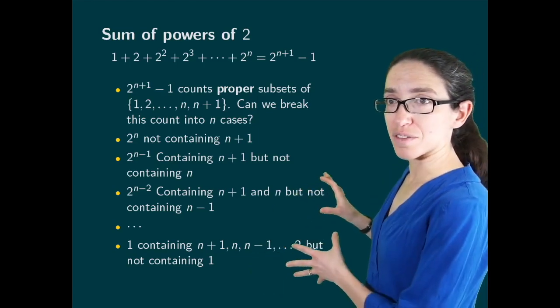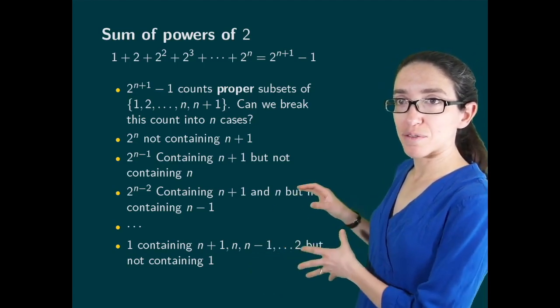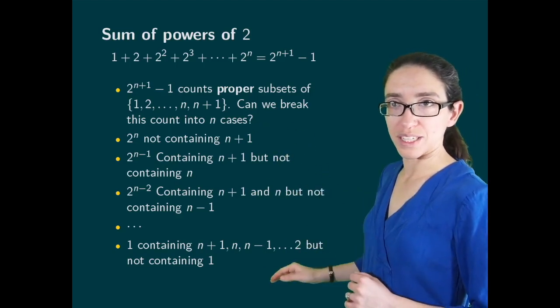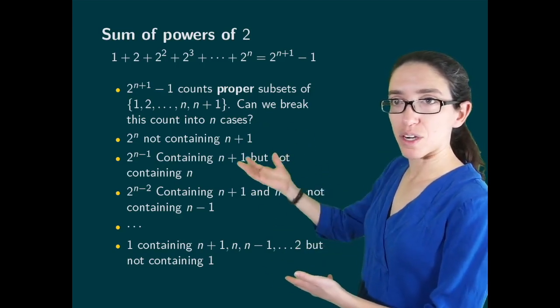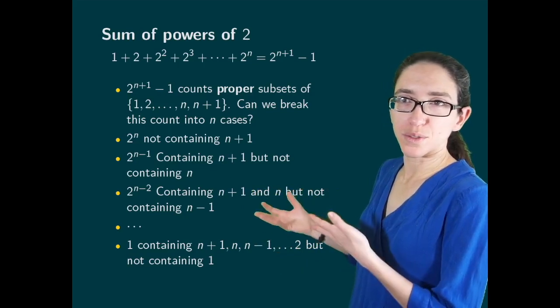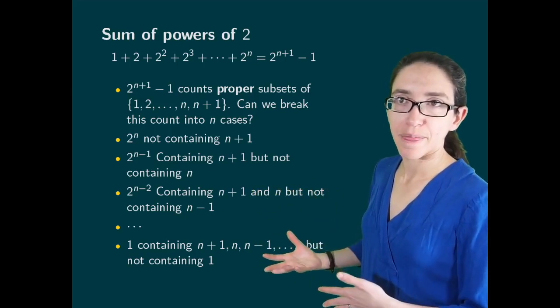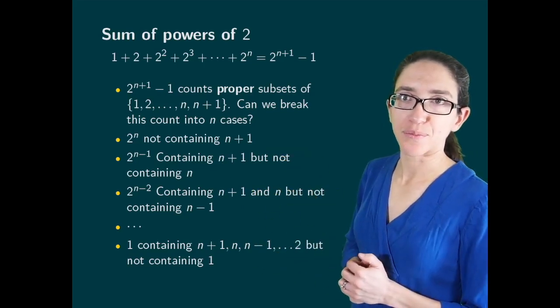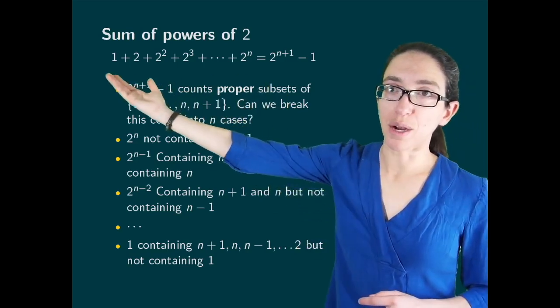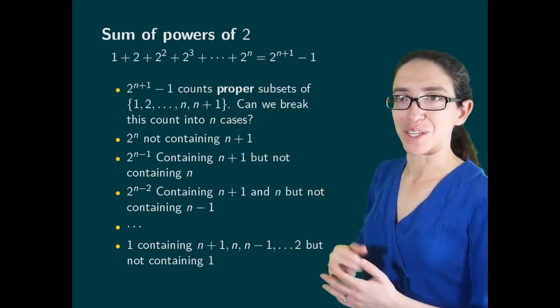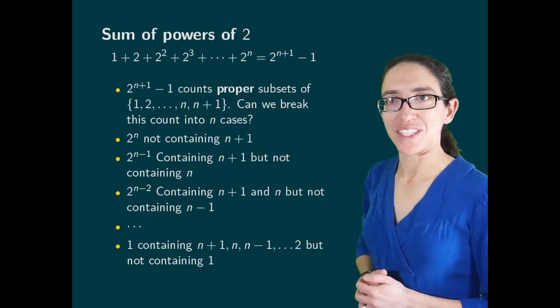So this is actually a full case breakdown, and so every possible proper subset is in one of these cases, which you can see cover all possible cases by just what's the sort of biggest number that's not contained in it. That's how we're doing the case breakdown. And so that gives us the sum of the powers of 2 on the left also counts the proper subsets of the set of numbers from 1 to n plus 1.